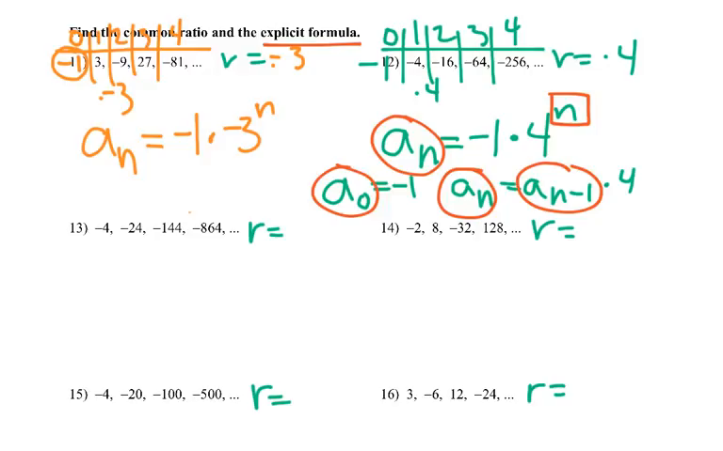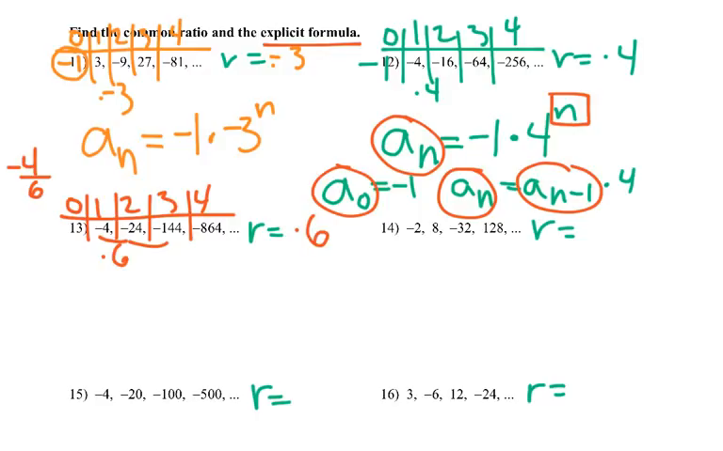Alright, 13. First term, second, third, and fourth term. Go back to the 0 term, 4 to 24 to 144. Looks like we're timesing by 6. That's our common ratio. So going backwards would be negative 4 divided by 6, which we can reduce to negative 2/3.